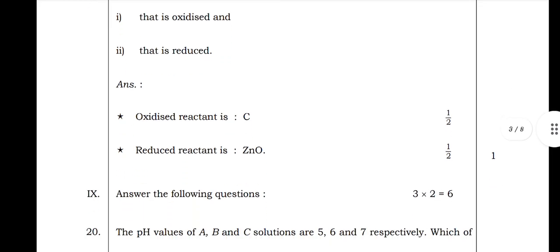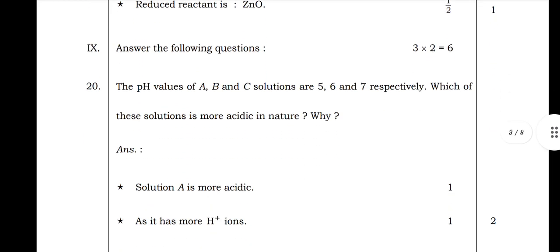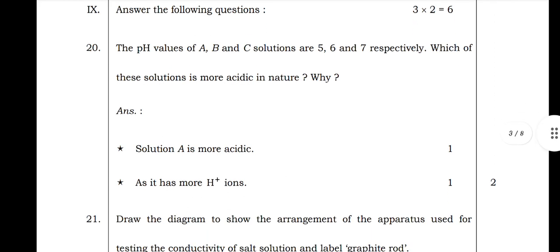Okay. Next, question 9, answer the following. 3 questions will be given, 2 marks each, so you will get 6 marks. The 20th question they asked: the pH values of solutions A, B and C are 5, 6 and 7 respectively. Which of these solutions is more acidic in nature and why?